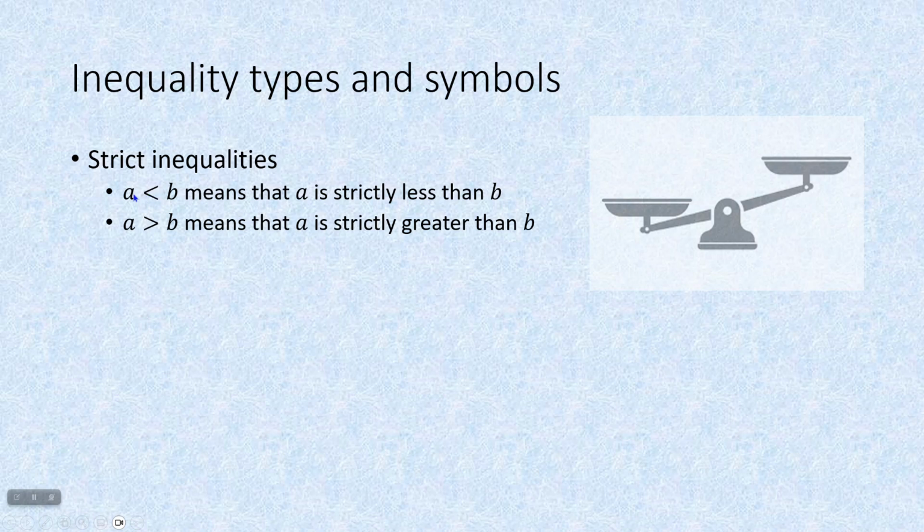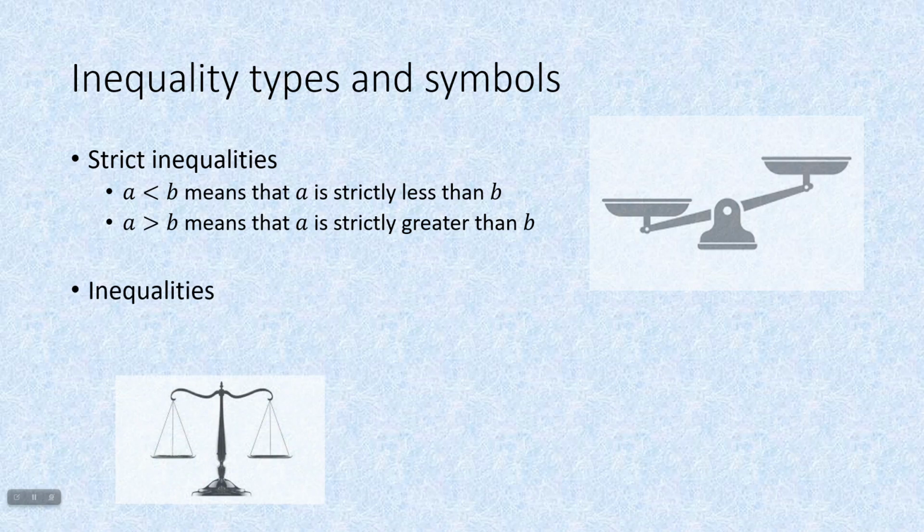Less than, it always points at the small one. Less than also makes kind of an L that's laying on its side. Greater than is opposite. Other inequalities that are not strict might be balanced.